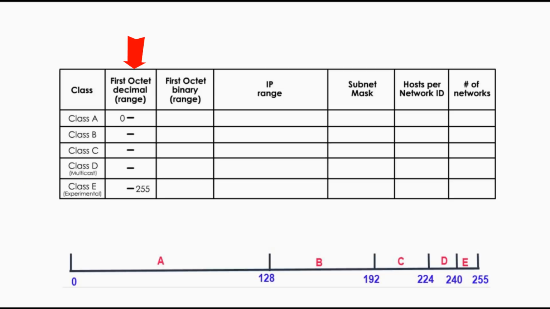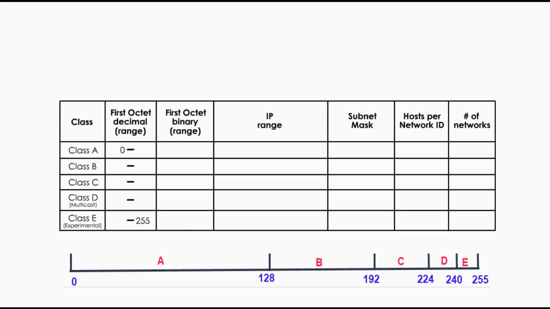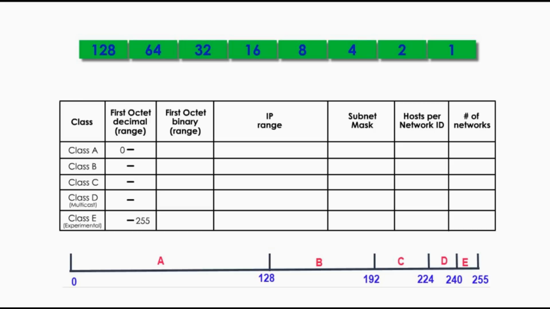In order to get the start point for Class B, C, D, and E, we must bring back the binary weight table. Remember, we use this table to convert from binary to decimal or from decimal to binary. Class B's start point is 128, which is the leftmost number. Class C starts with 192, which is the sum of 128 and 64. Class D starts with 224, which is the sum of 128 plus 64 plus 32. Class E starts with 240, which is the sum of 128, 64, 32, and 16. So do you see the pattern?